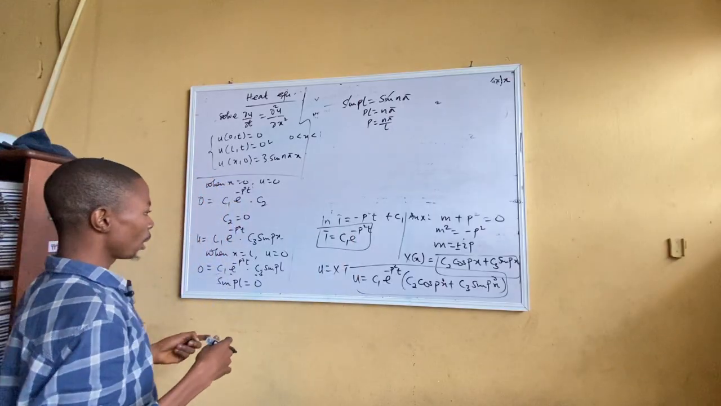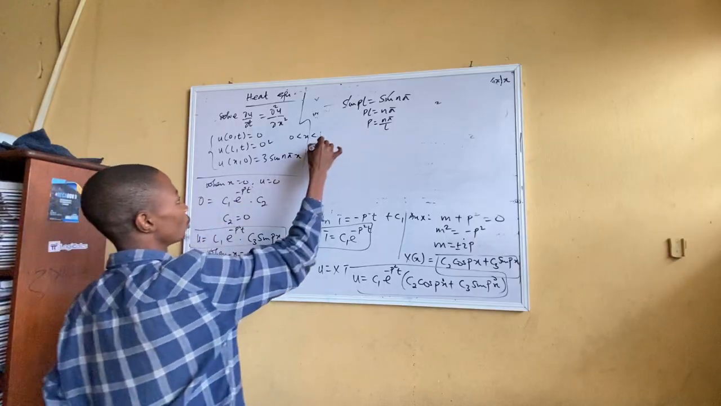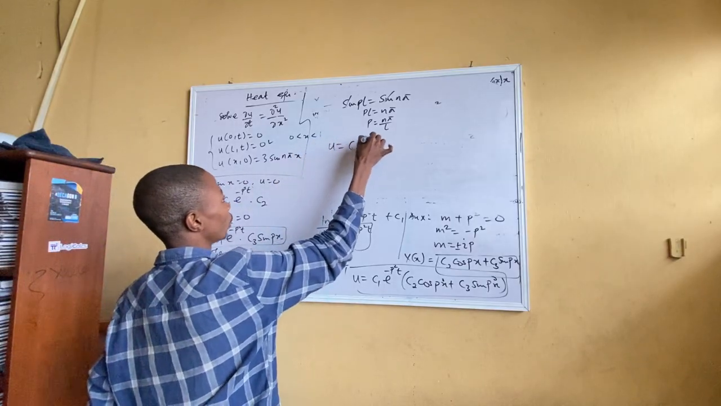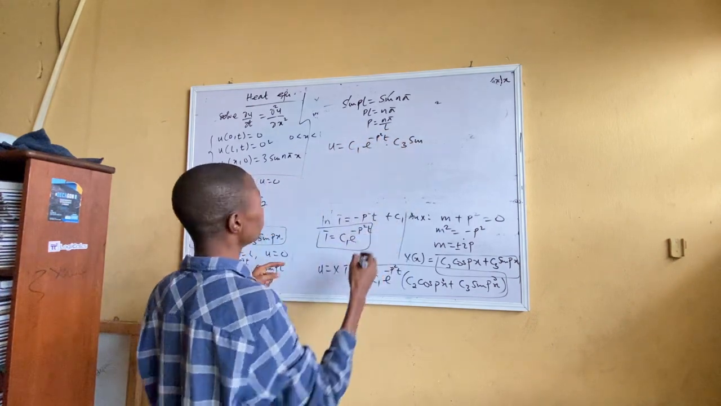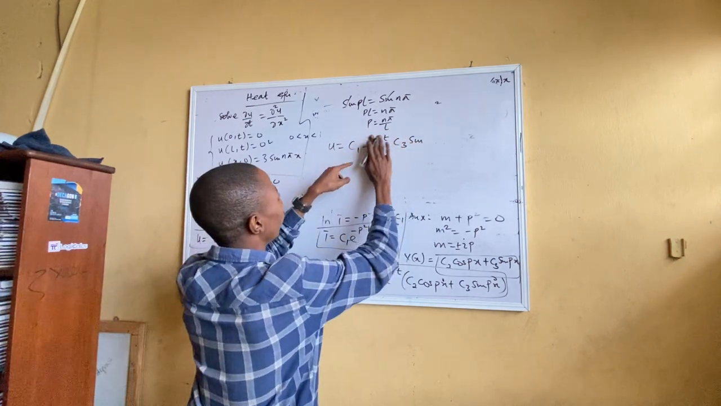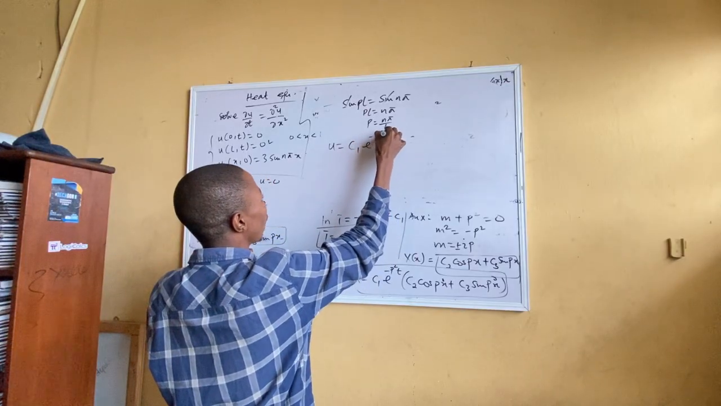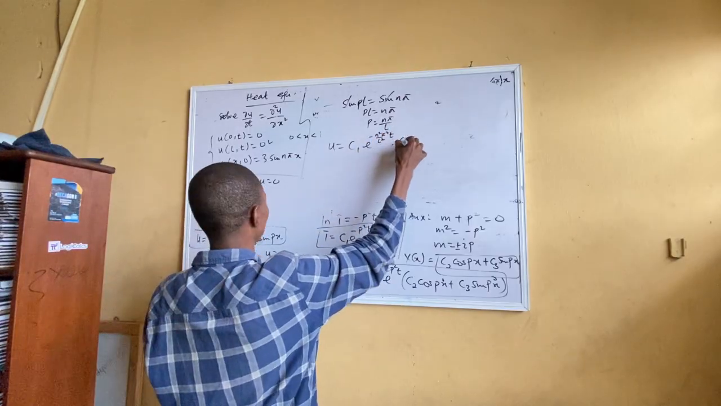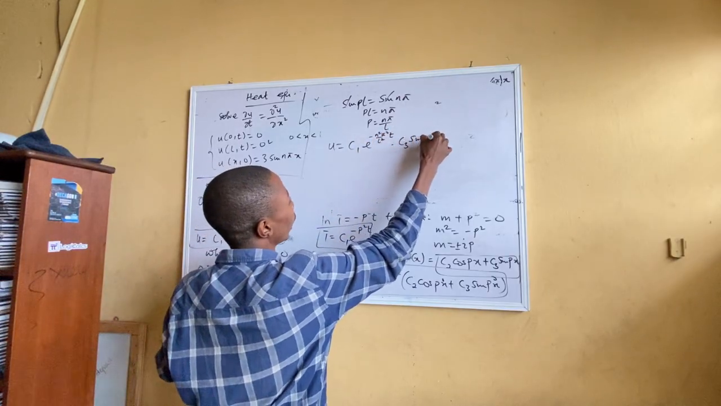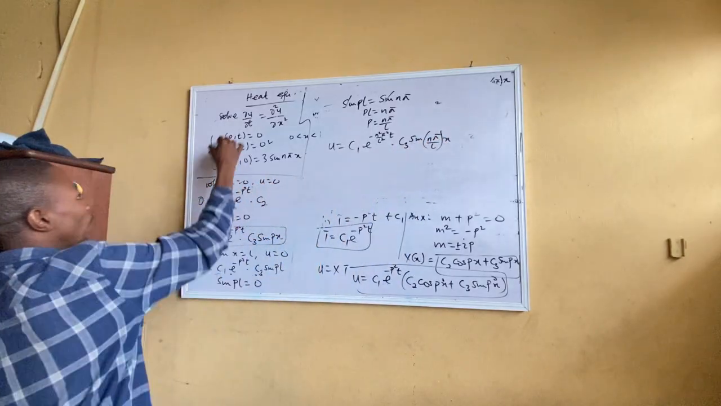So if P is n pi over L, where is our new solution? Our new solution is this. So our new solution will be U equals C1 exponential minus P squared T, times C3 sine P x. Putting in P, that's minus n squared pi squared over L squared T, times C3 sine n pi over L x. So that is it. We are done with this.